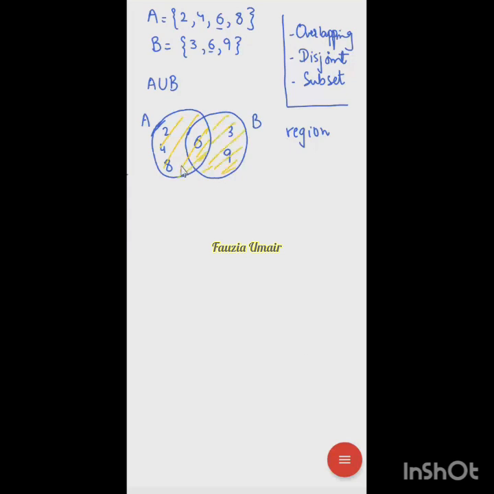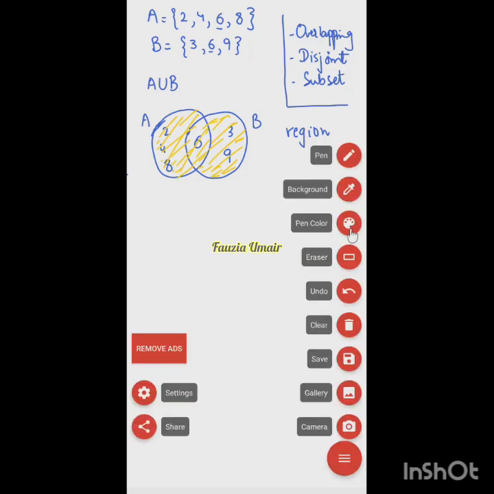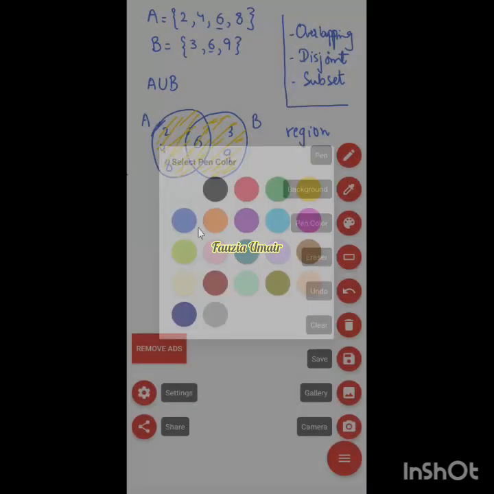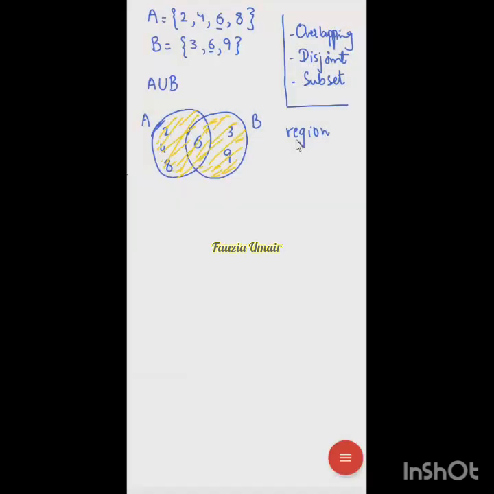So when we do it in the notebook, we can use a lead pencil to shade the area, right? These two will be shaded completely to represent A union B. This is how you need to illustrate through Venn diagrams which area or region should be shaded. The second operation is A intersection B.